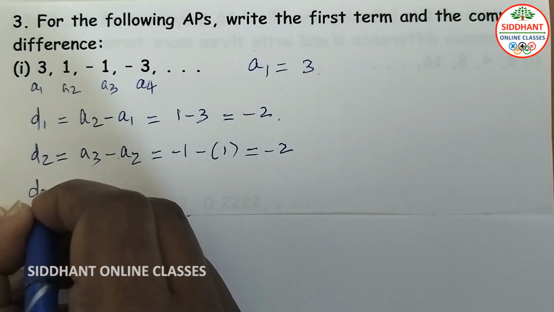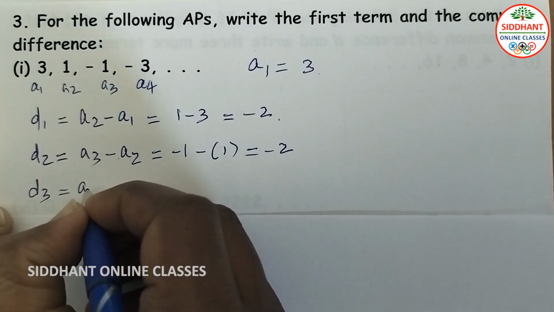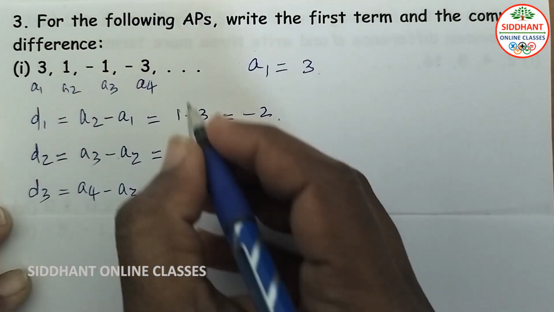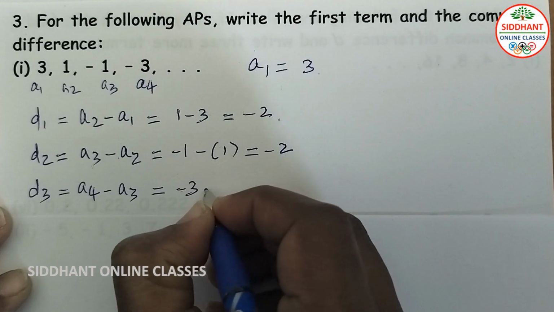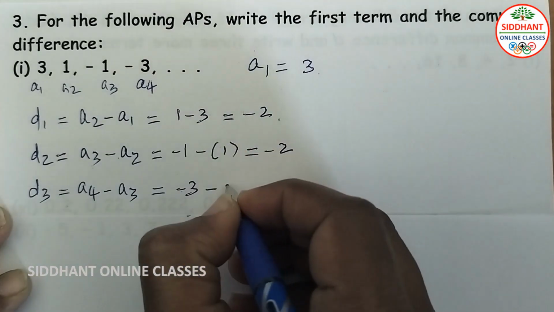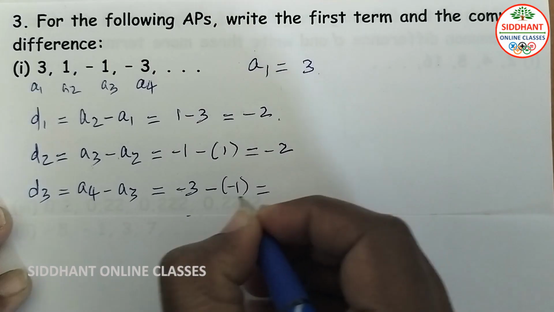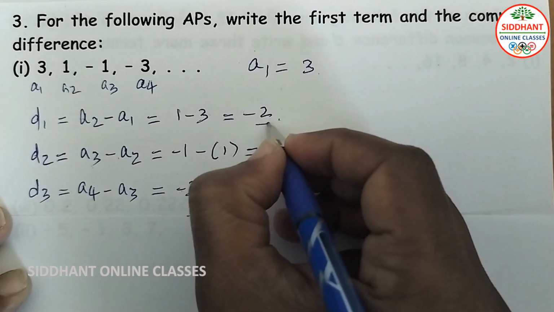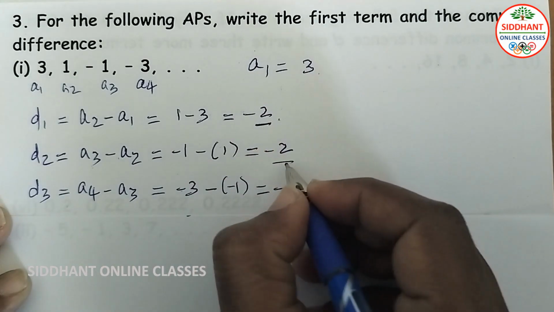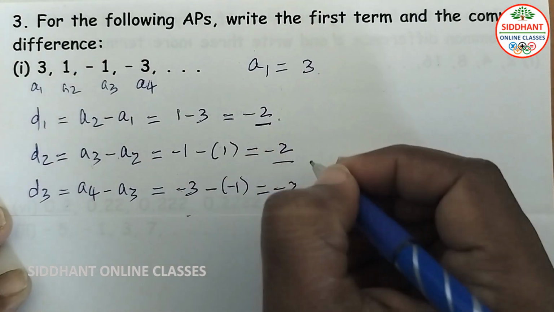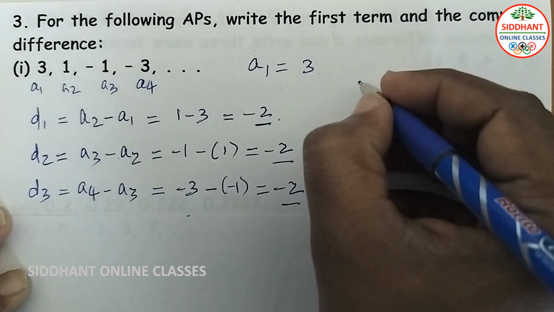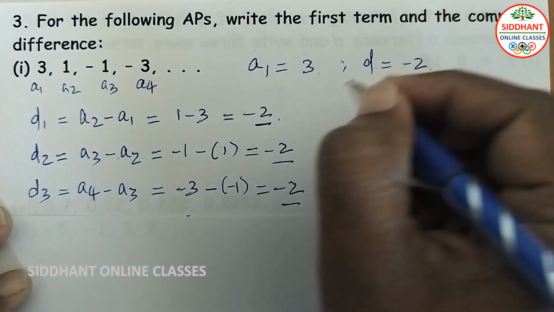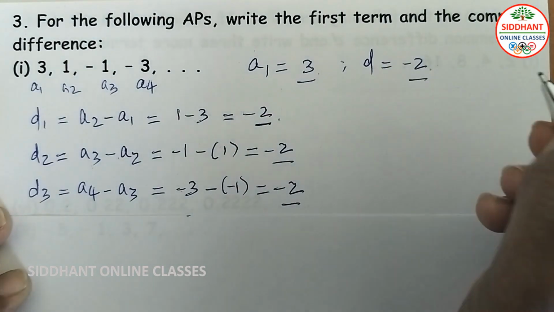So D3 here, that will be A4 minus A3. So that will be A4 is minus 3 and minus A3 is minus 1, which is 1. So minus 3 plus 1 which will be minus 2. So here the D is minus 2, minus 2, minus 2. So it is a common difference, and D will be minus 2 here. So A is 3 and D is minus 2.